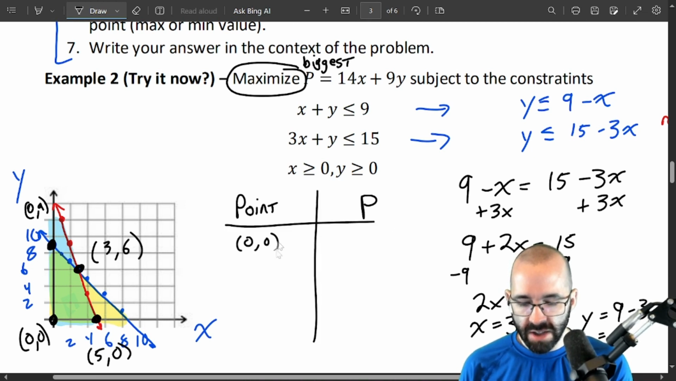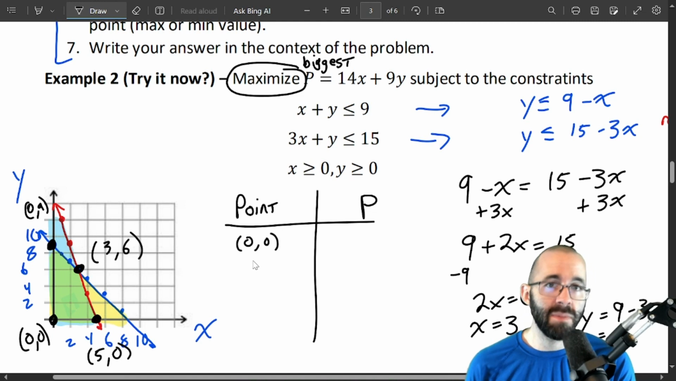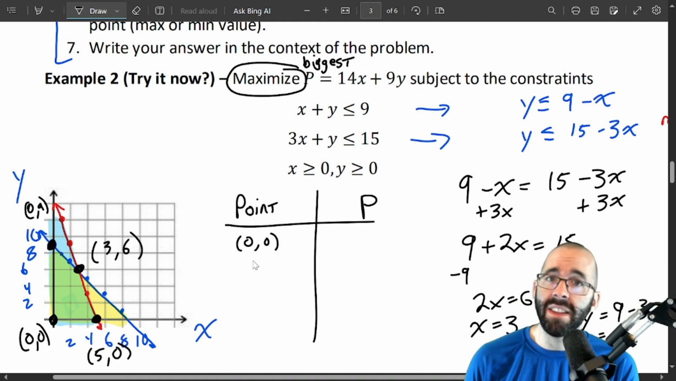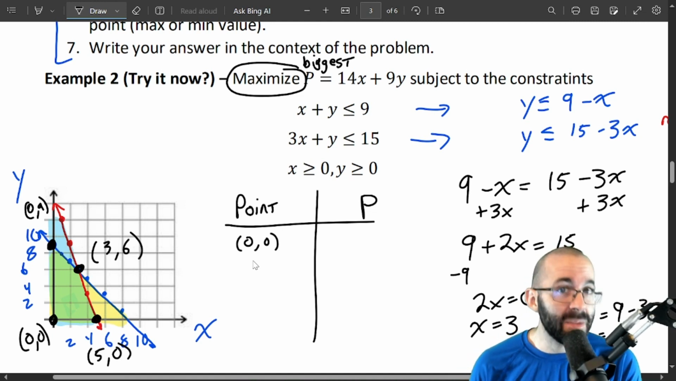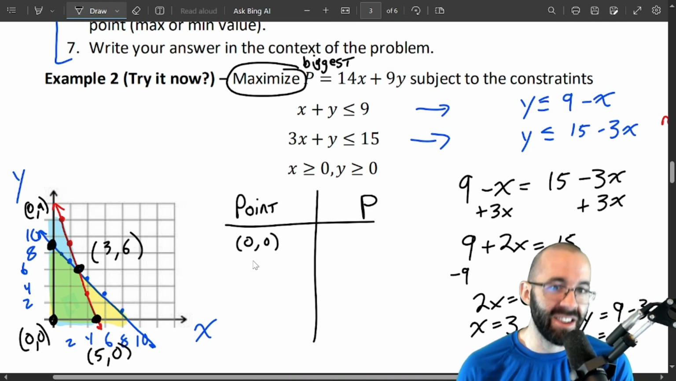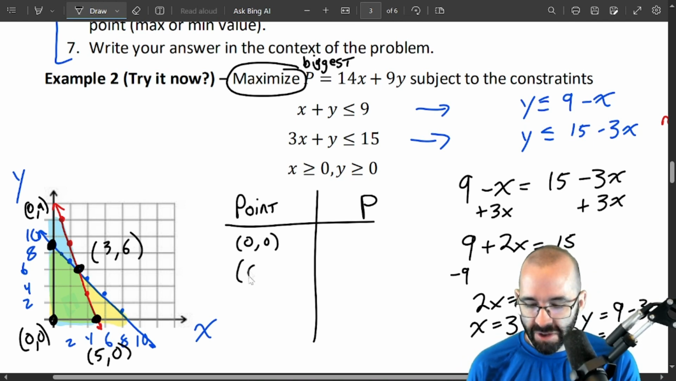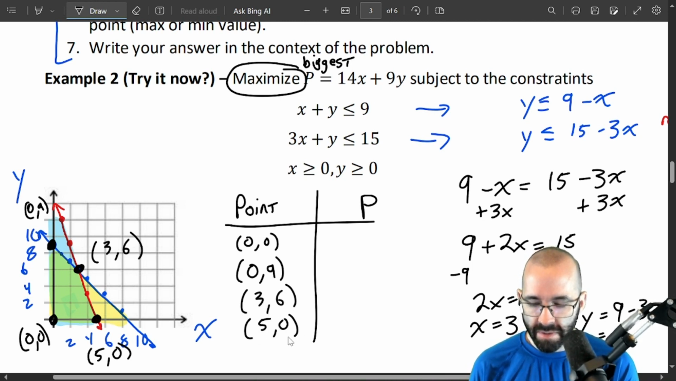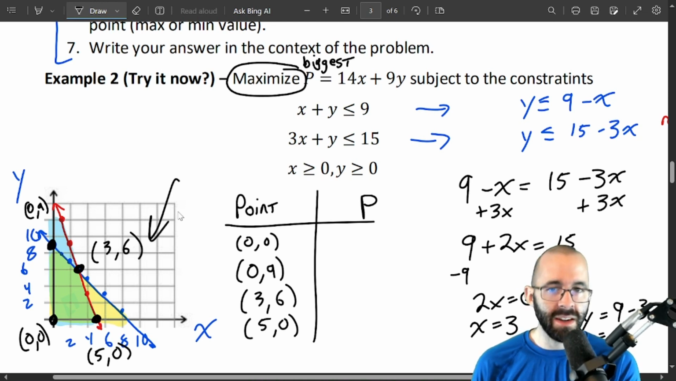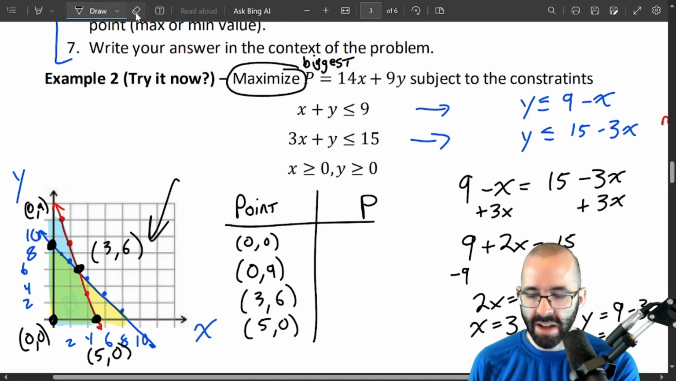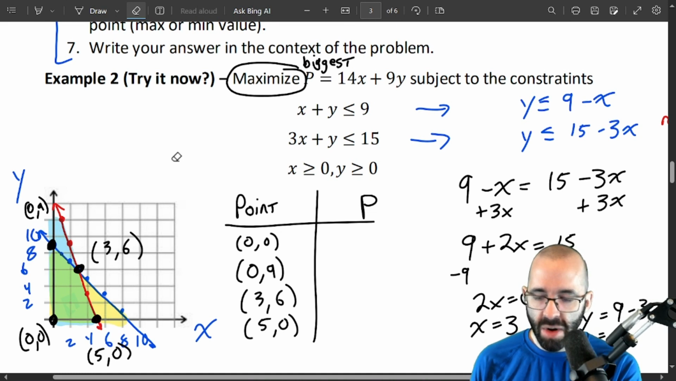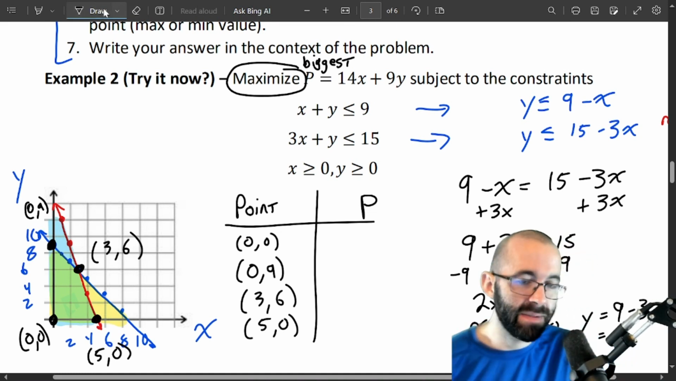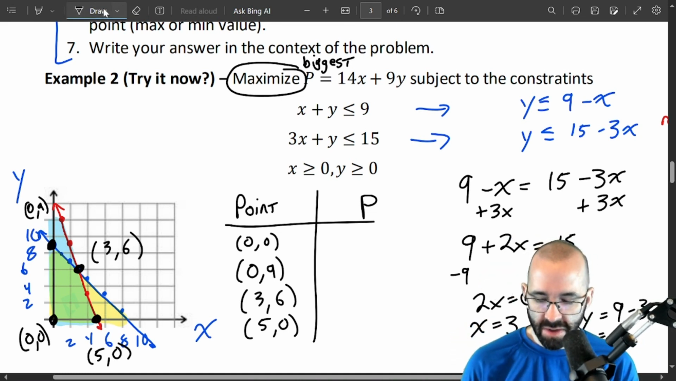So we'll have to check each corner point. A lot of times 0, 0 is going to be a silly thing to check, but sometimes it'll actually be the winner and it'll surprise us. So don't forget to check it. 0, 9, 3, 6, and 5, 0. And again, a lot of times this one's going to be the winner, but not always. And in fact, when we were looking at basic and premium products, it actually wasn't the winner. We're looking for the biggest one.